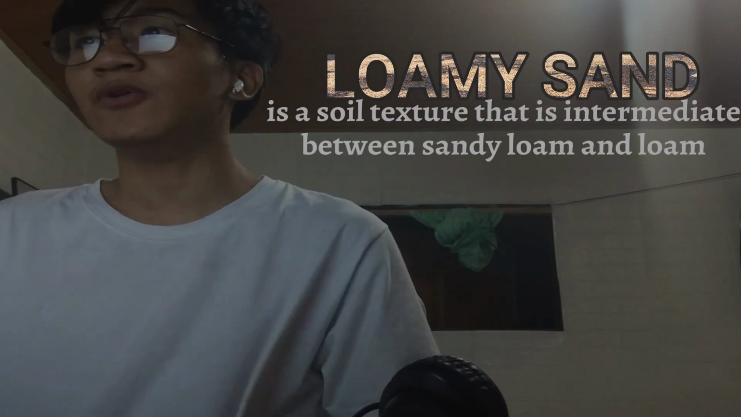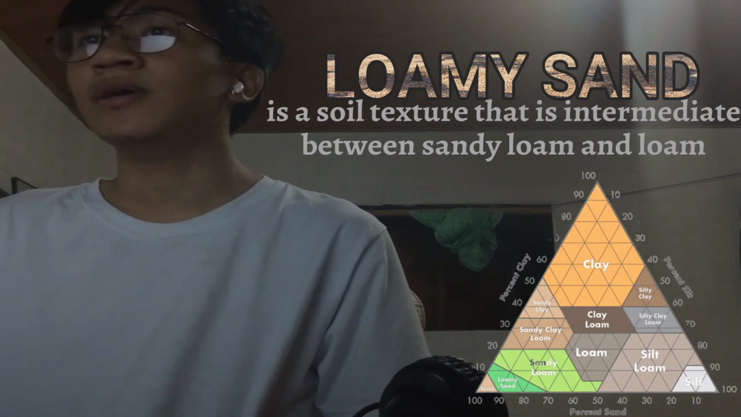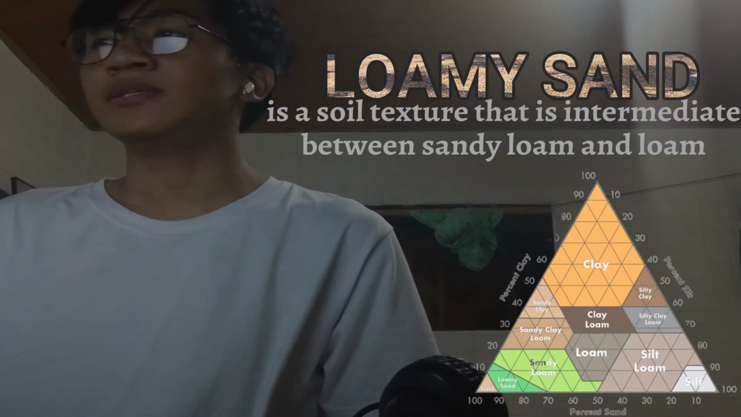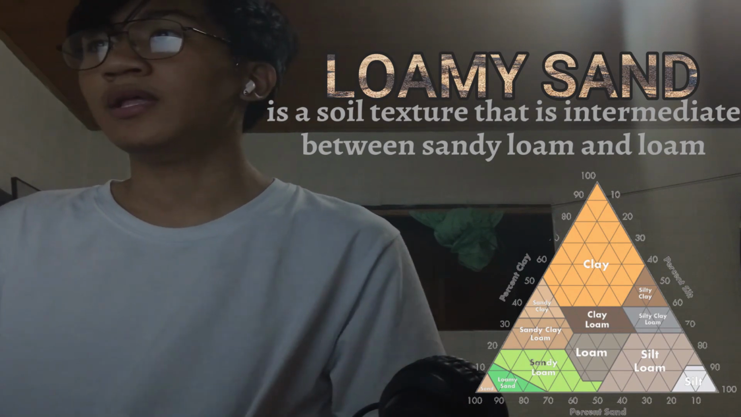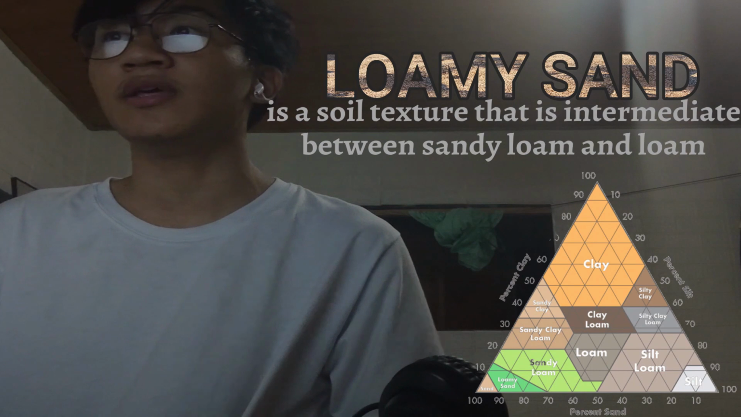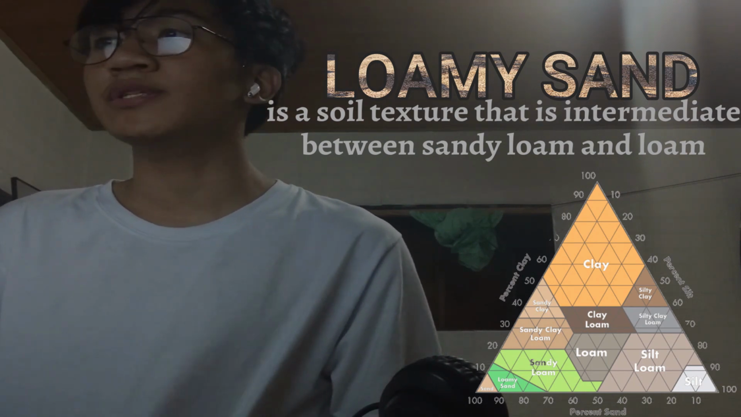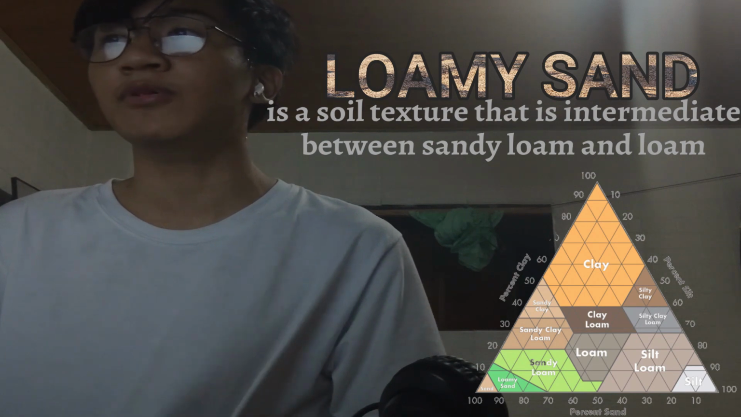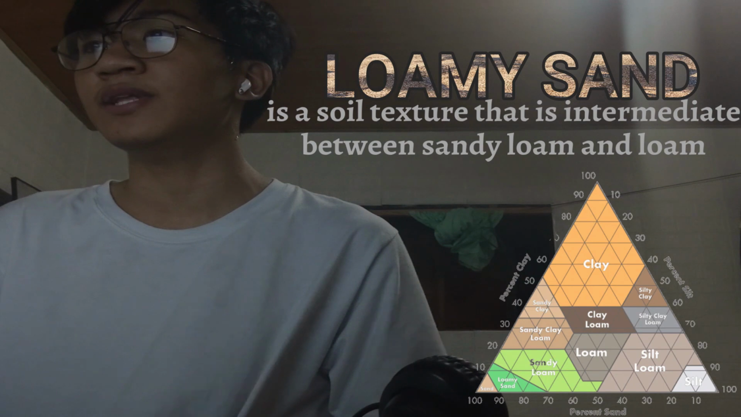Next is fine sandy loam. It's a soil texture that is intermediate between sandy loam and loam. It is made up of 50 to 70% of sand, 20 to 30% of silt, and fewer than 20% of clay particles. Fine sandy loam soils have a granule texture with visible sand grains and finer particles that provide a smoother feel than sandy loam soils.